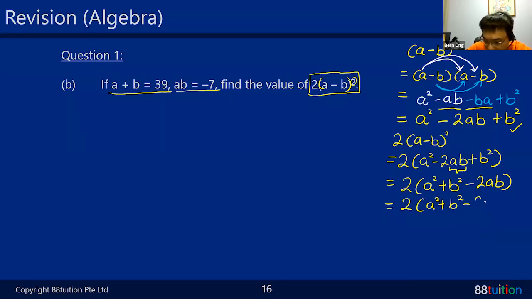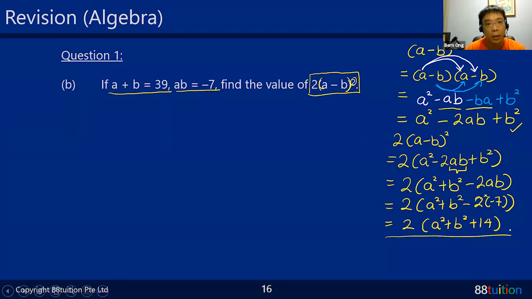Question says that AB is a negative 7. So I purposely put my negative 7 inside here. Can you see? Because AB is negative 7. So here we have A squared plus B squared minus 2 times minus 7 give me a plus 14. So how? You stop here, is it? All right. What must you do?